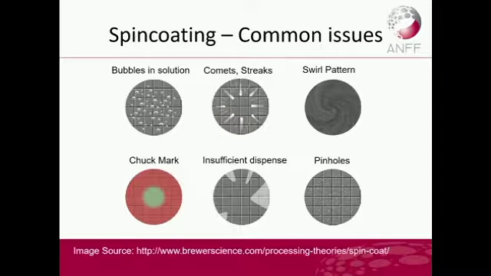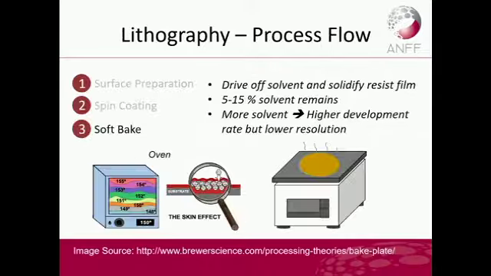There are many ways things can go wrong during the spin coating. You can have bubbles in your solution. You can have particles, which will show as a comet pattern or a streak pattern. If you don't use the right speed, you're going to get this swirl pattern. If you use the wrong chuck, you're going to get this chuck mark. Or if you don't have enough resist on the surface, you're going to have areas that are not coated. And we've seen all of this. And if you have used our clean room facility before, you've probably seen all of this as well. So it's important to eliminate any of these problems before you go to the next step of your lithography.